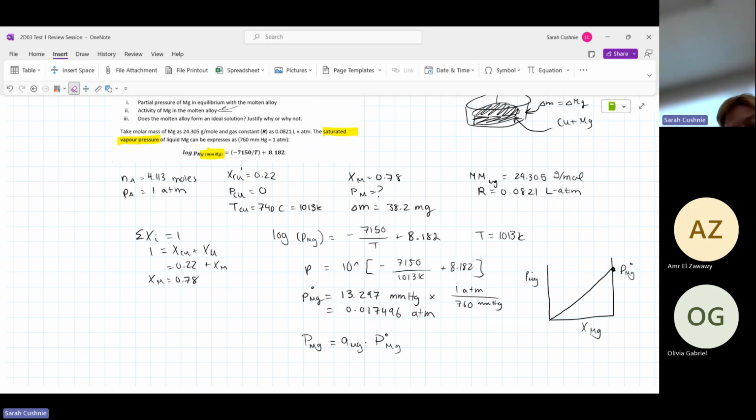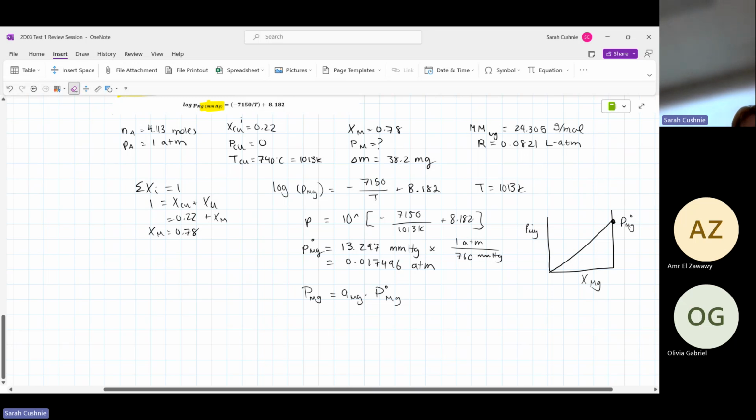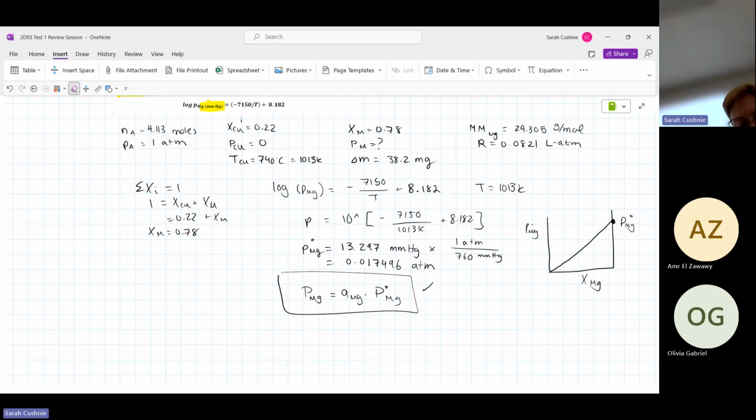And this is where I say, keep calm and use PV equals nRT, because PV equals nRT will give you whatever the pressure is in a given system, which will be the partial pressure. We're not actually going to be using this equation. I'll explain in a sec. The activity of Mg is unknown, so we can't use this equation.